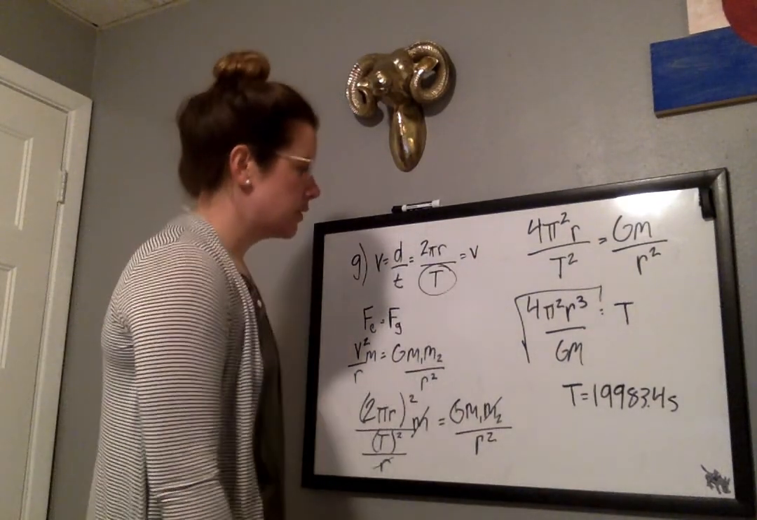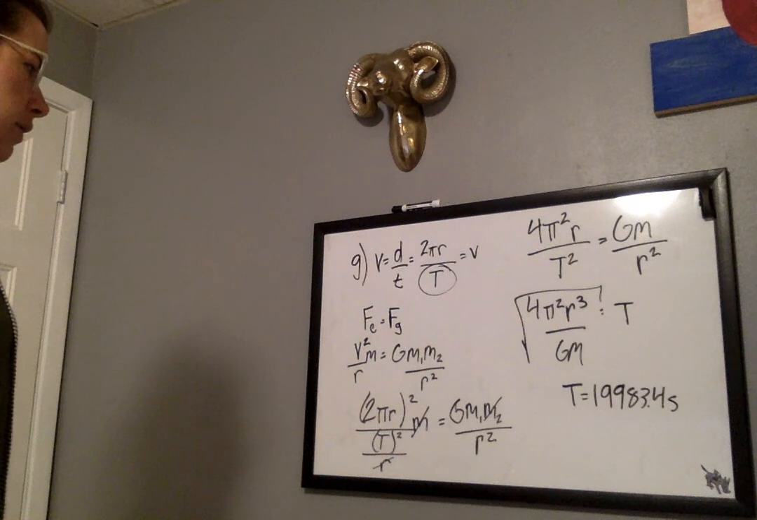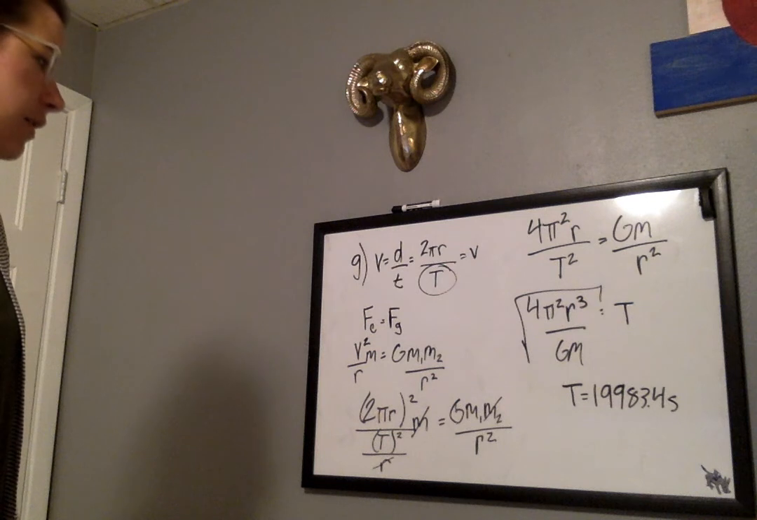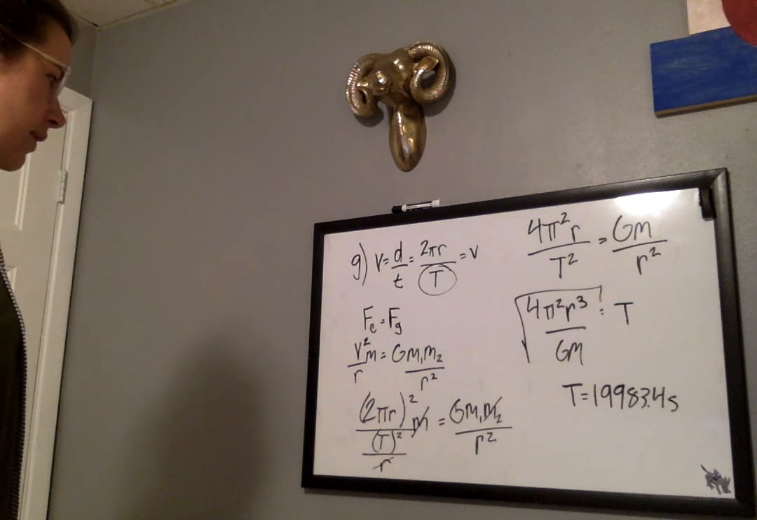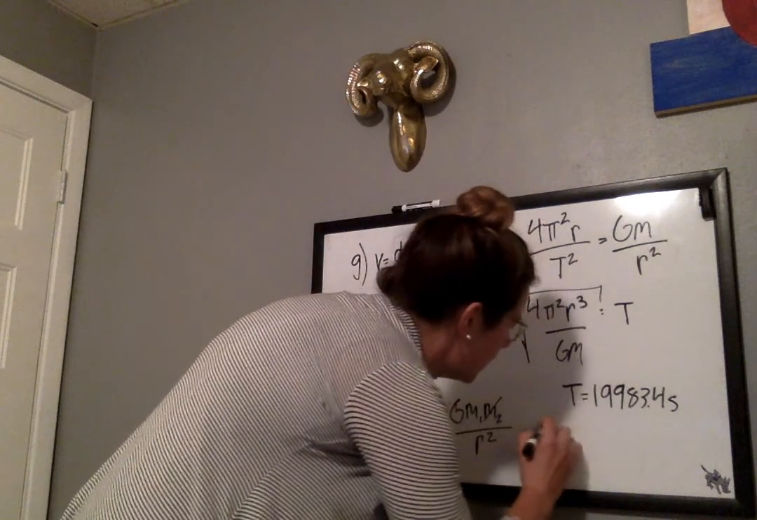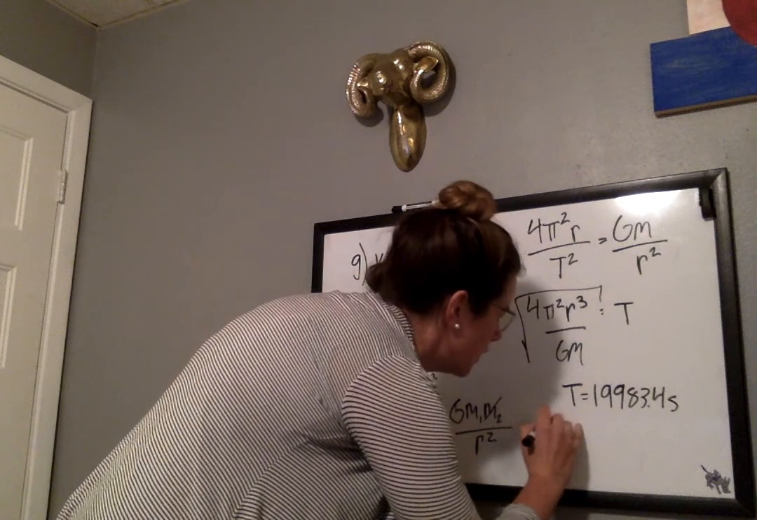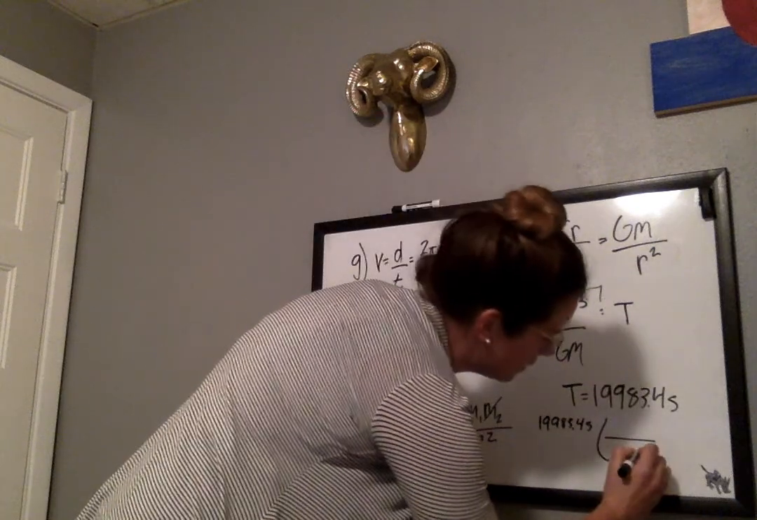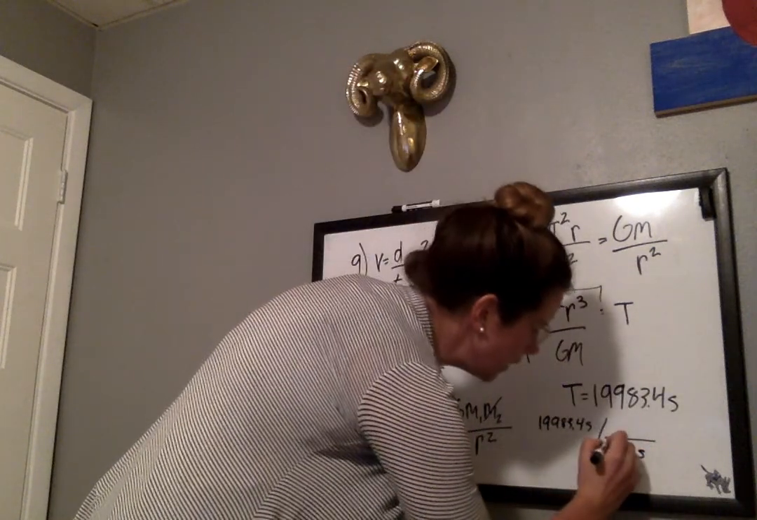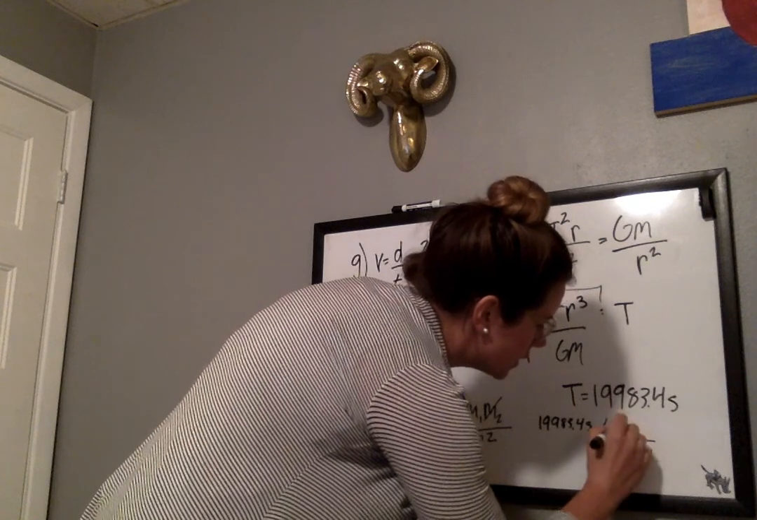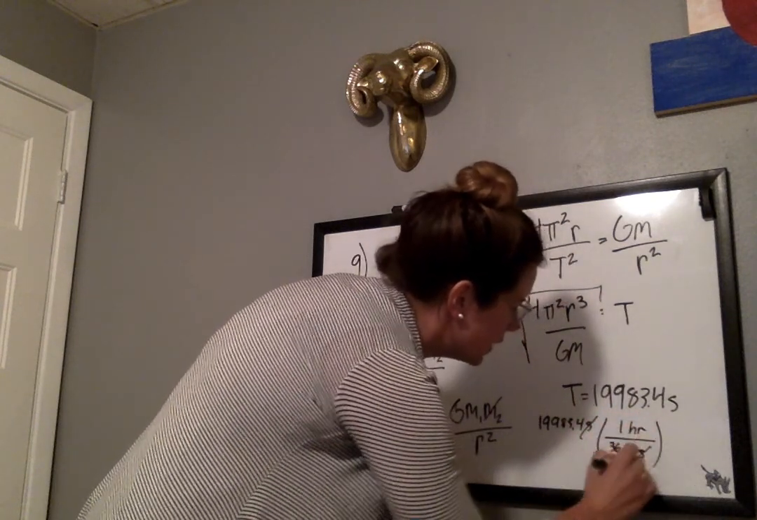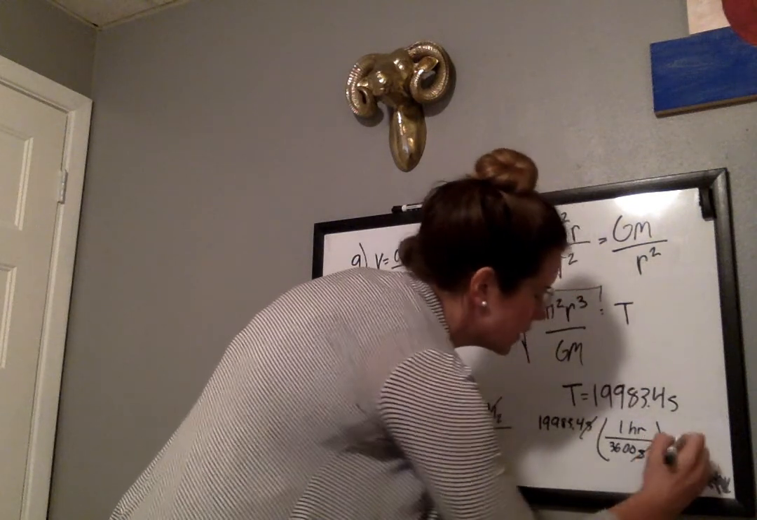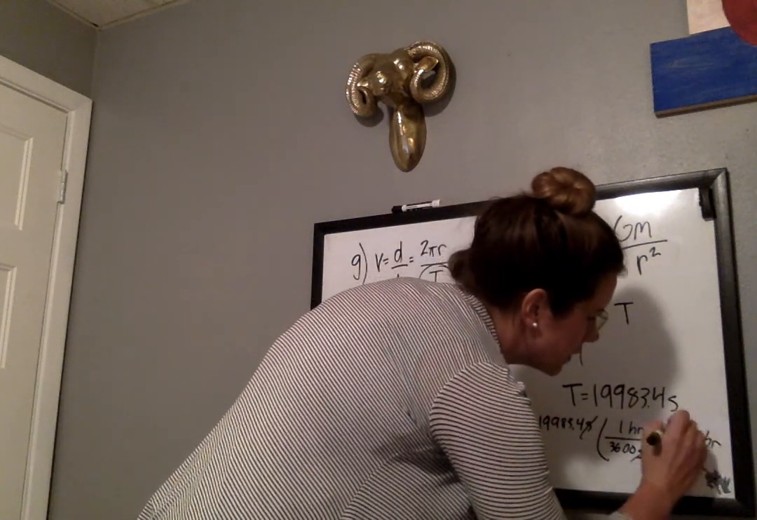To convert our answer to hours, I feel like I maybe made a mistake somewhere. Looks good. All right, so we have, let's say, our 9983.4 seconds. If you have seconds on top, you want seconds to be on the bottom so that they cancel out. I know that there are 3,600 seconds in 1 hour. Seconds cancel, so this number divided by 3,600 will give us 5.5 hours.